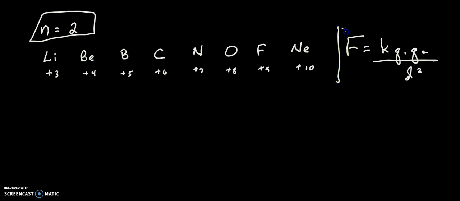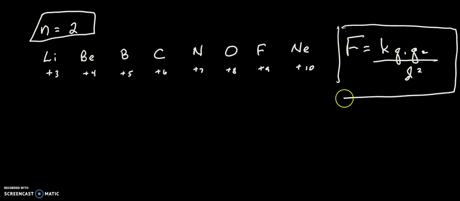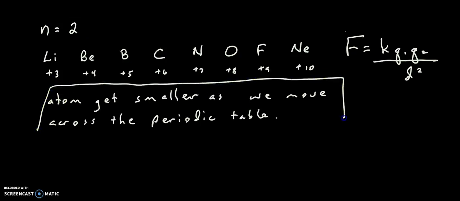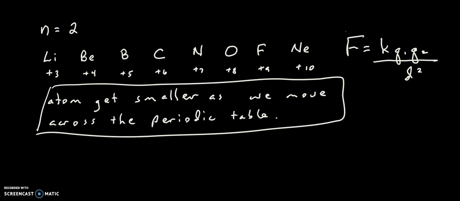We have to focus on Coulomb's law here, F equals k Q1 times Q2 over d squared, to help us explain the trend in ionization energy. Also, let's remind ourselves that the trend is that atoms get smaller as we move across the periodic table.